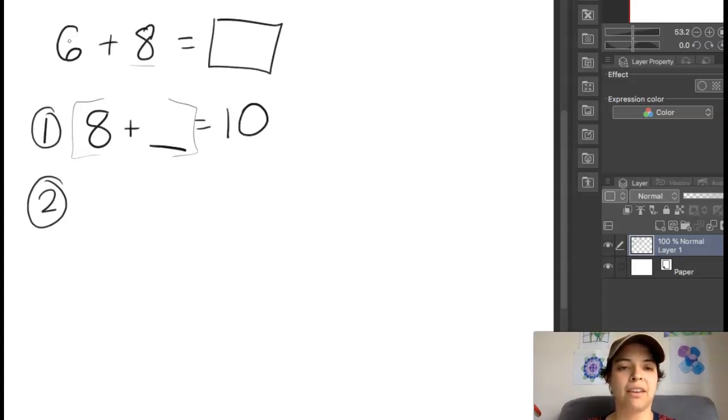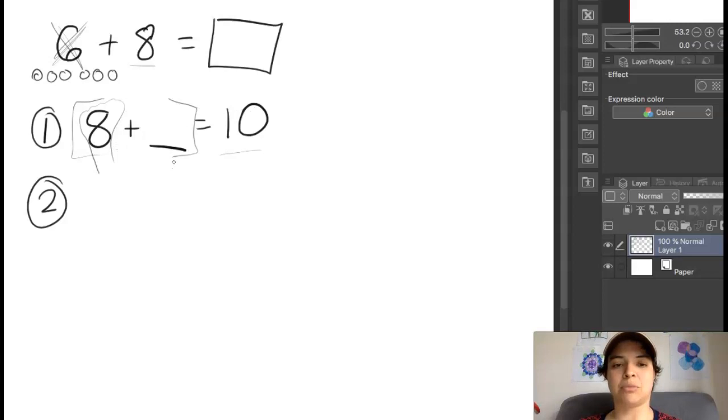Well, we're going to need to be stealing some from this 6. So I'm going to cross this off because right away we know we're not going to have 6 anymore. But I'm going to put 6 counters underneath it to help me remember that I'm going to be stealing some away. Okay, so what we can do is we can grab the 8 and count on. Okay, so do that with me and we're going to count up to 10 because we're trying to make 10.